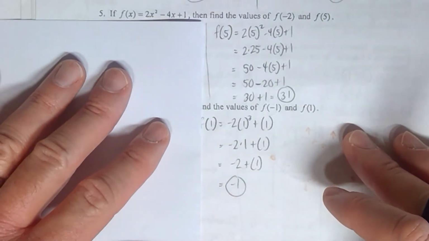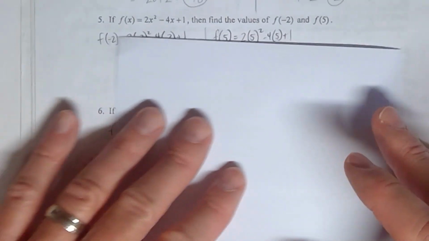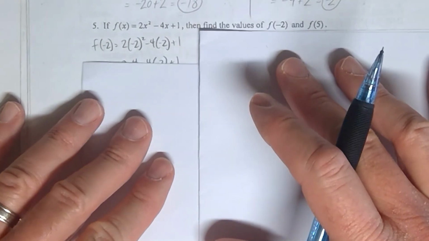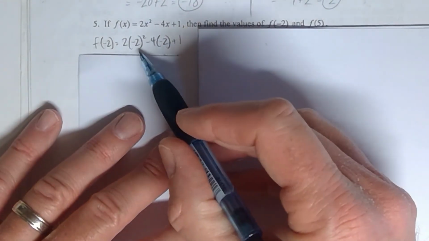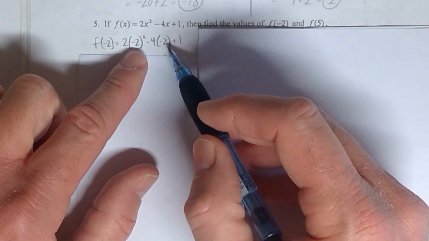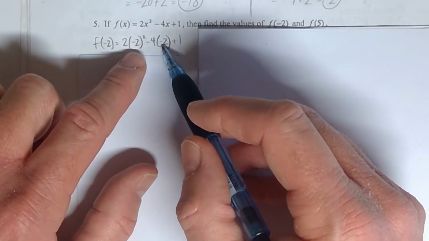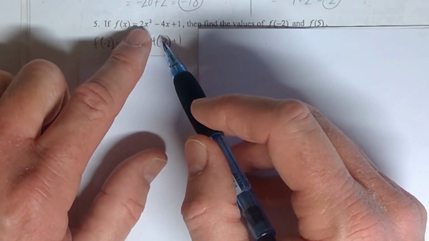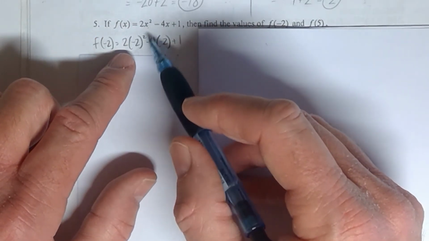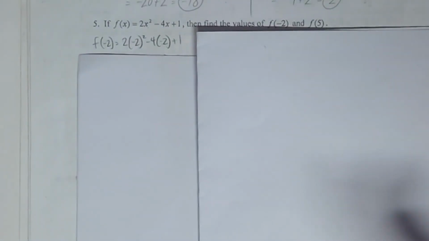Okay, number 5, the first one here is f of negative 2. If I plug that in, it looks like this right here. Again, notice the x's got replaced by empty parentheses. You can't see them empty anymore, but I made them empty parentheses. The 2, the minus 4, and the plus 1, along with the exponent, they're all outside of it.